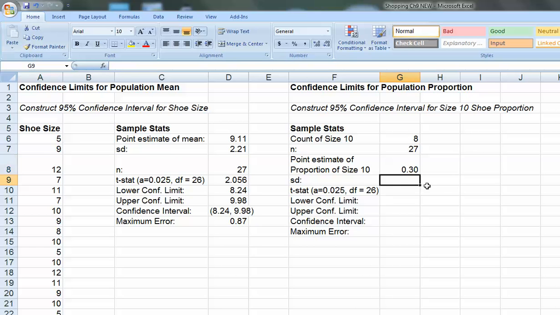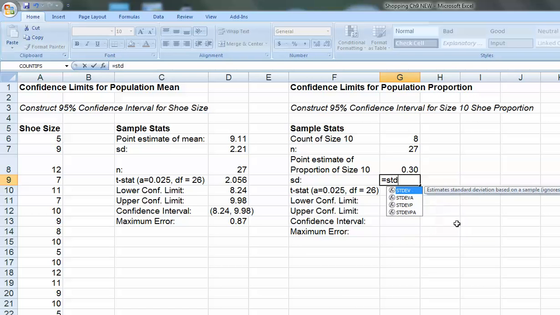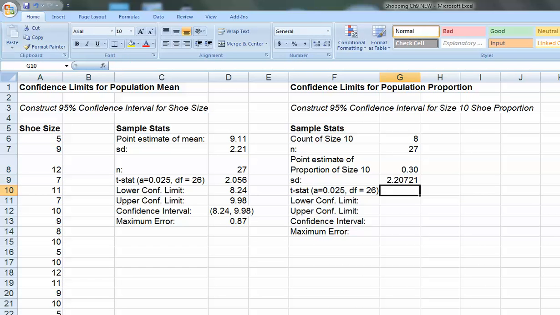Okay, I need a standard deviation of the sample. Well, we've done that before. I'll just do it again. Equals STDEV, parenthesis, grab your data range, close the parenthesis. 2.2. How come I got a different value? Oh, I didn't. Sorry, that's my t-stat. Looks kind of similar, doesn't it? My t-stat, let's see. I've got the same parameters.